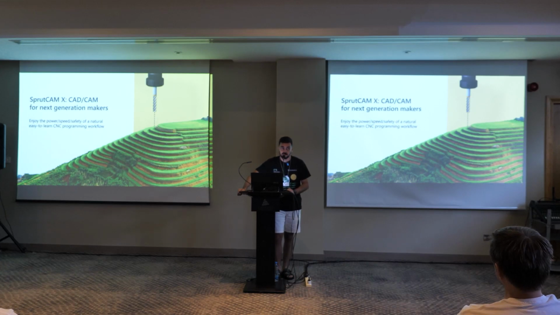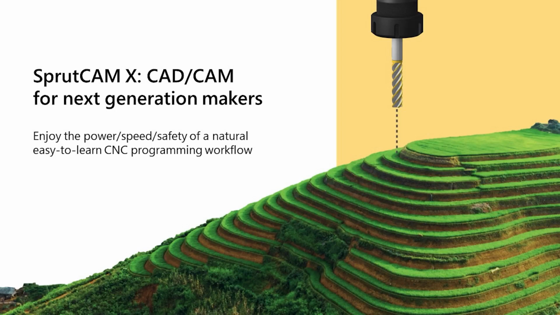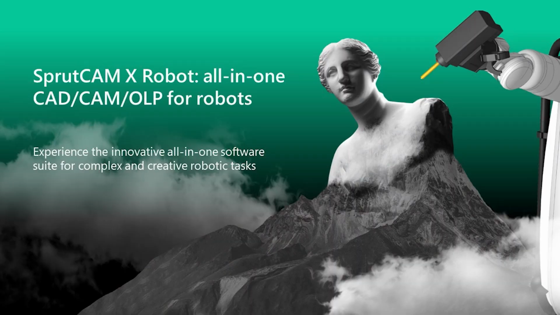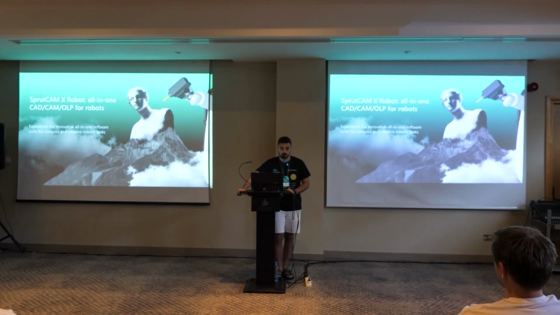This is how we now position the software. The main product, SprutCAM X, is a CAD/CAM software for next generation makers. As for SprutCAM X Robot, we realized that we have literally no competition in the area of robot milling, and taking into account all other applications of SprutCAM X Robot, which are welding, additive manufacturing, trimming, painting, and so on, we now position SprutCAM X Robot as all-in-one CAD/CAM OLP for robots.